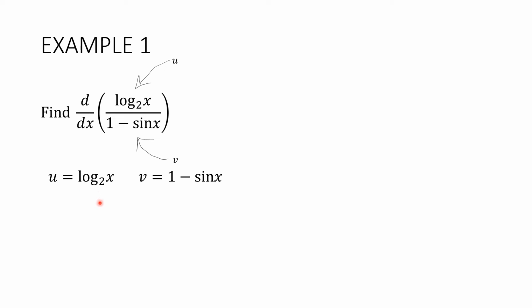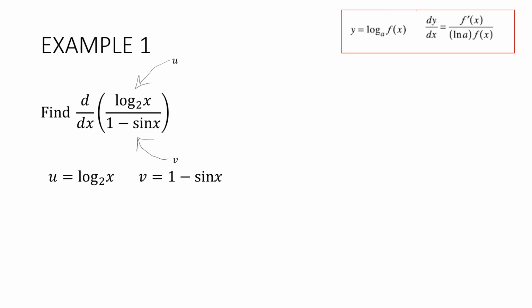So the derivative of log base 2 of x, we need to go to our reference sheet. a is 2, f of x is x. So the derivative will be 1 over ln 2 multiplied by x. Now I've turned that around so there's no confusion. The derivative of v is 0 take away cos x.